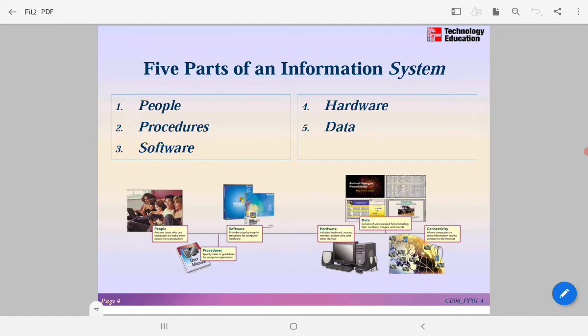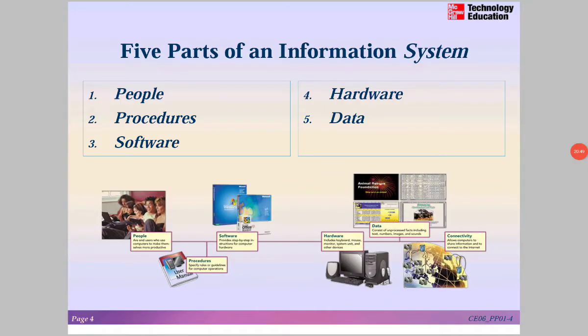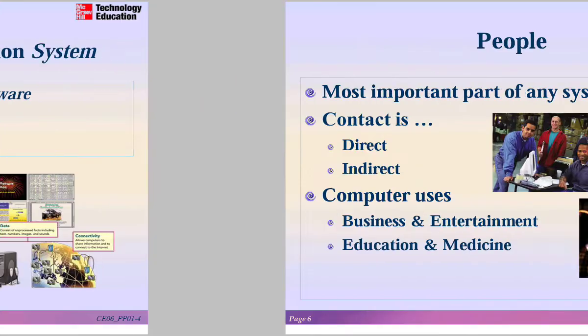What are the main 5 components of a computer? What are the 5 important components of a computer or an information system? Generally they are people, meaning users, procedures, software, hardware, and data.